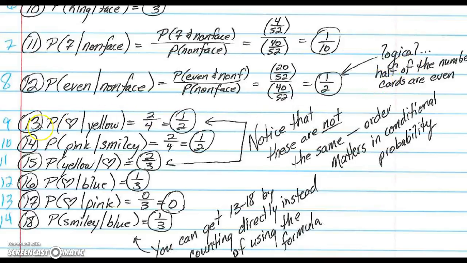13 through 18, I think it's actually easiest. You can go through the formula and that would be fine. But I think it's easiest to just look at the pictures. So given that it's a yellow, which means you're going to screen out all the pinks and blue, you're going to focus in on those 4 yellows that you see in the pictures. And you want to see how many of those are hearts. Well, there's 2 out of those 4. So given that it's a yellow, how many of them are hearts? 2 out of the 4 are hearts, and so we reduce that to 1/2.